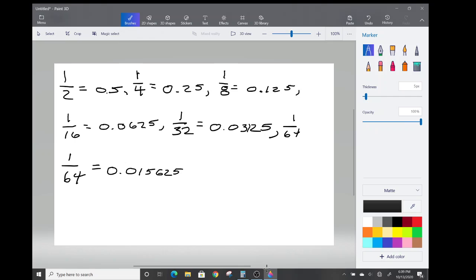If we were going to go to 5 decimal places, then we would look at the 6th decimal place, and we see that that's a 5. And so then, since that's a 5, we would round this up to a 3, and our final answer would be 0.01563 if we were going to only go to 5 decimal places. So that's the degree of precision.